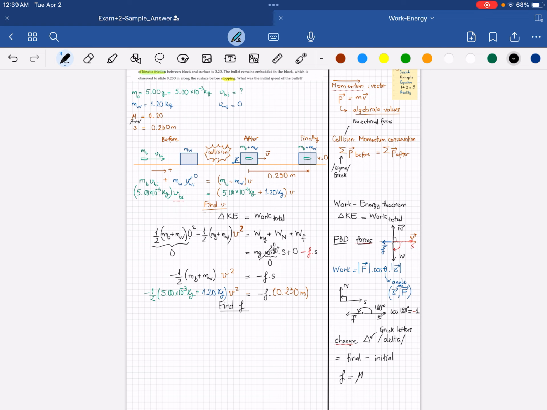Anyway, friction here is mu times what? Normal force, right? Can you find the normal force? Yes, because based on the free body diagram, on the vertical, the forces should be balanced with each other. If they don't balance, you can imagine the whole thing would jump, jump, jump along the way, which does not happen here.